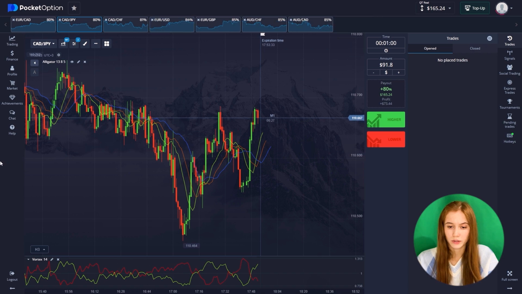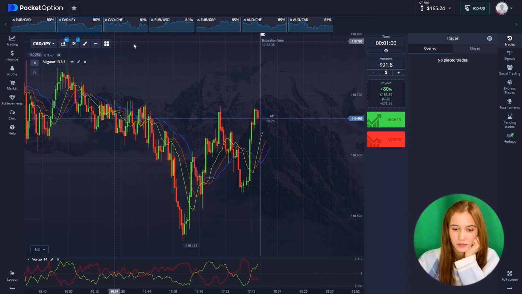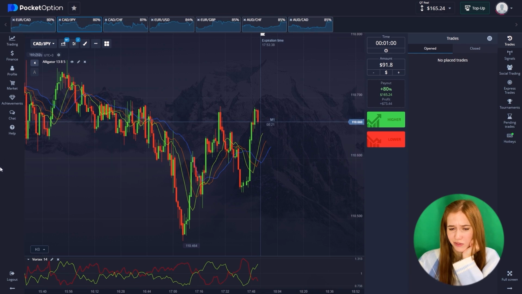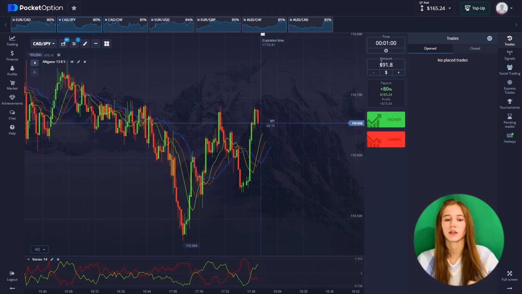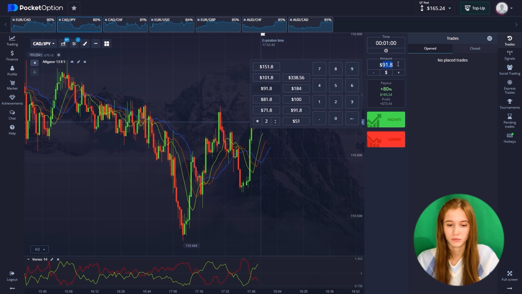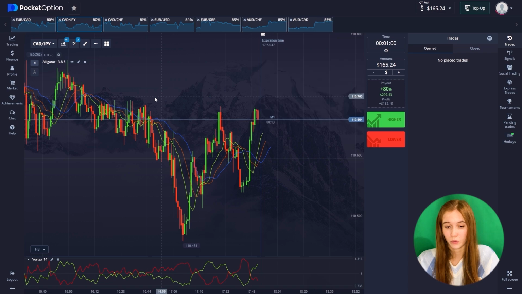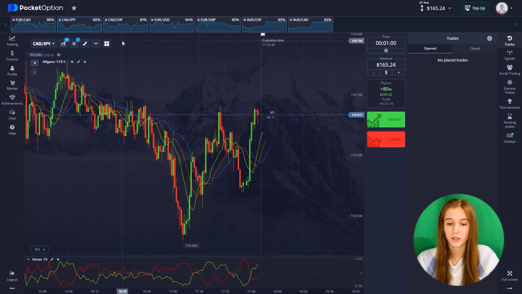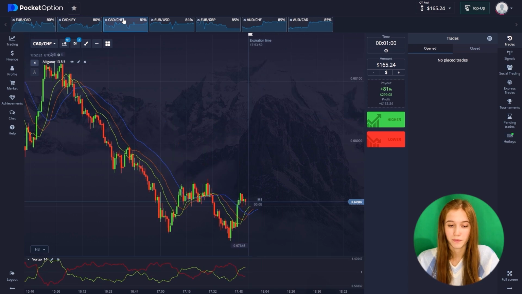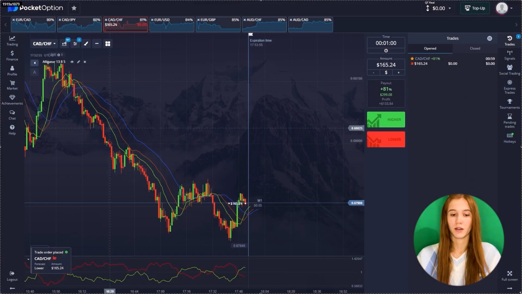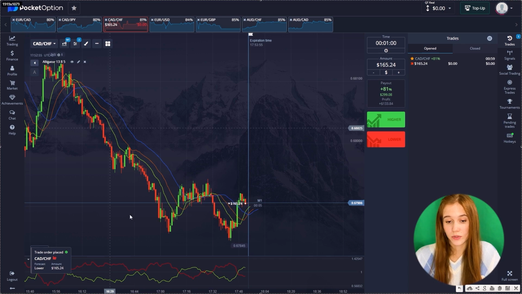Let's remove this concept. It's 65%, not a good percent. Let's increase $165. Yeah, third concept, down deal, and we start our technical analysis.